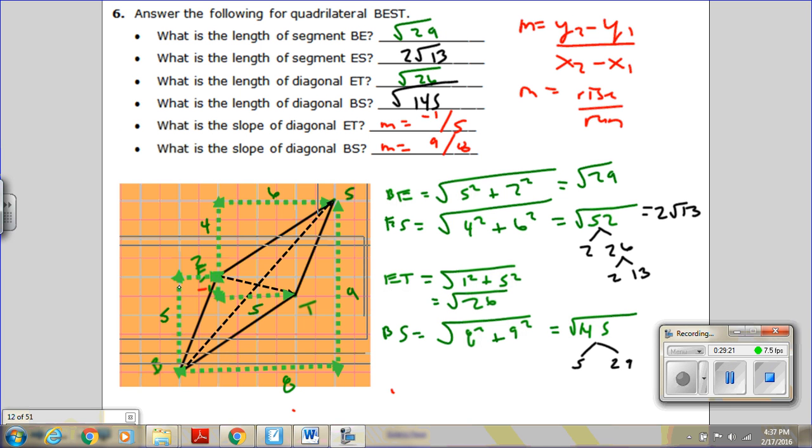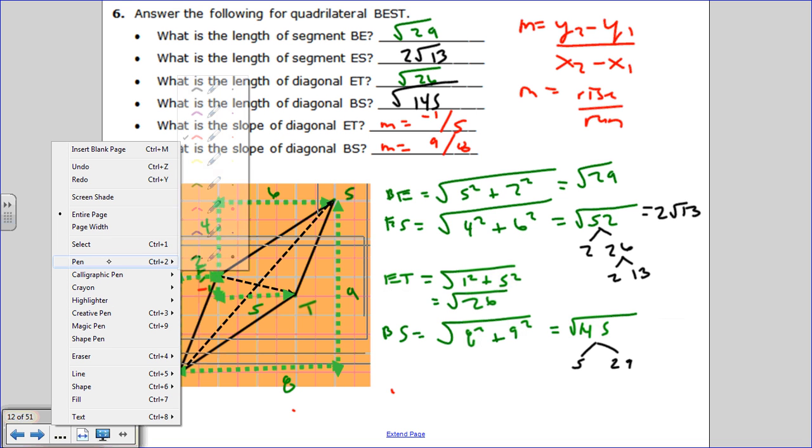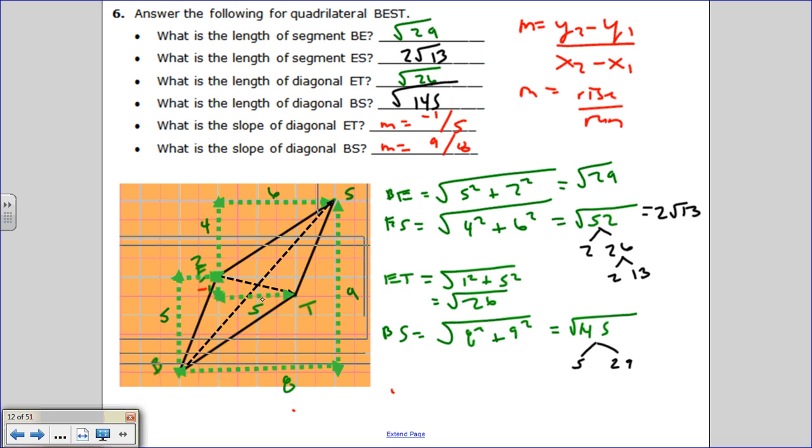All right, there's a correction. On ET, I went over 4, not 5. So the slope is negative 1/4, and that's going to change my length as well. So it'll be 4 squared, which is 16, and 1 squared would make this 17. So it ends up being that ET is the square root of 17. All right.